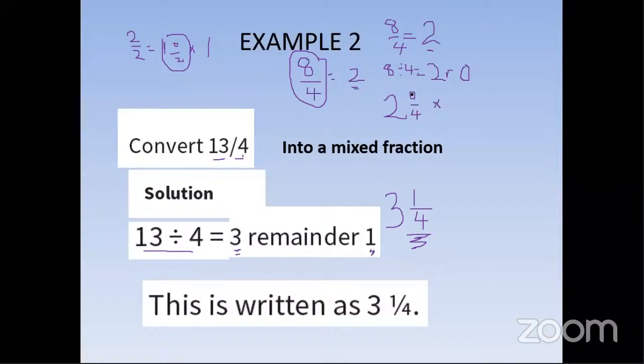Because 0 out of 4 is 0, and you're going to multiply 0 by 2 and come up with nothing. So you leave your answer as a whole number. Mixed fractions happen when you divide a number and you get a whole number and you have a remainder. That is when you come up with the fraction. I hope we are clear on that.